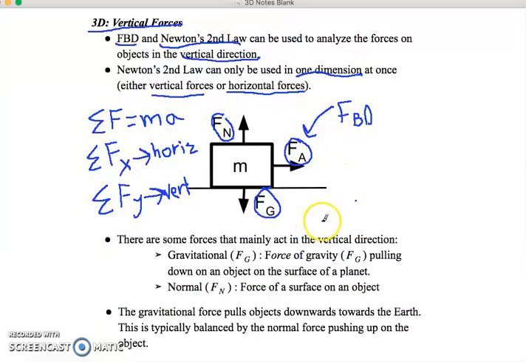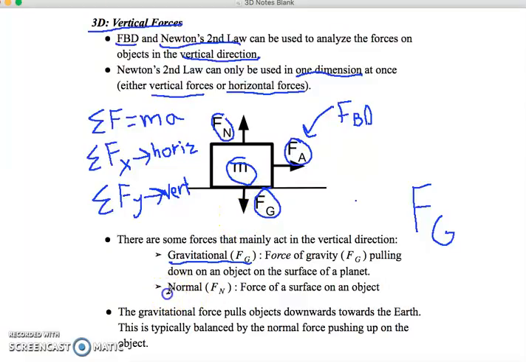There are two forces we're going to look at that mainly act in the vertical direction. The first one is a review: the force of gravity that we talked about in the previous subsection, Fg, F with the subscript g for gravity. That's the force that comes from the planet pulling on the object. It pulls down on the object. Like in this picture, we have this mass sitting on some surface, and the force of gravity is pulling it down into that planet.